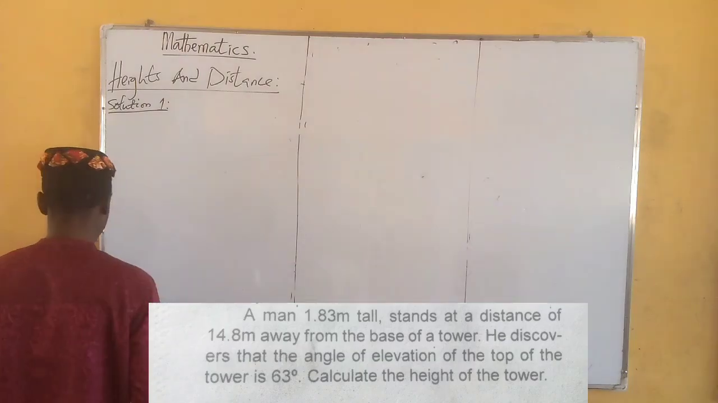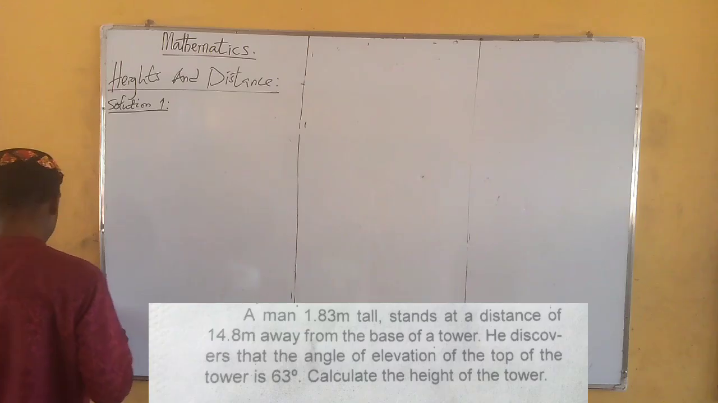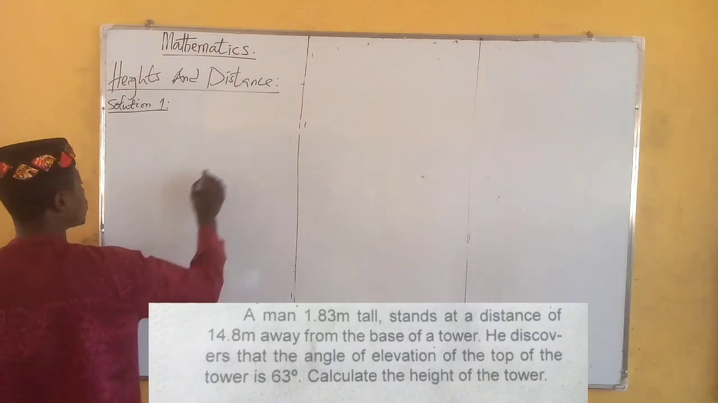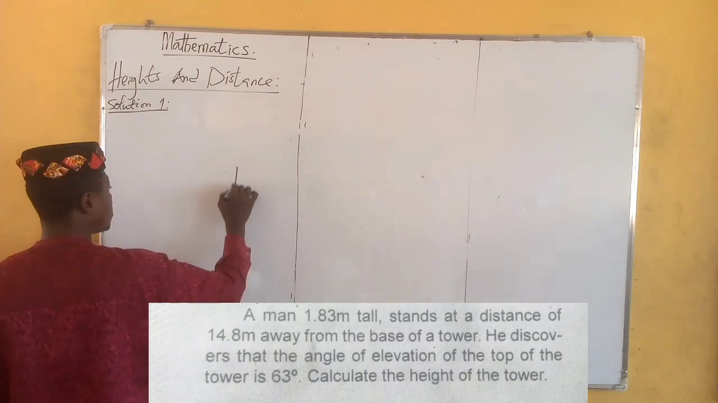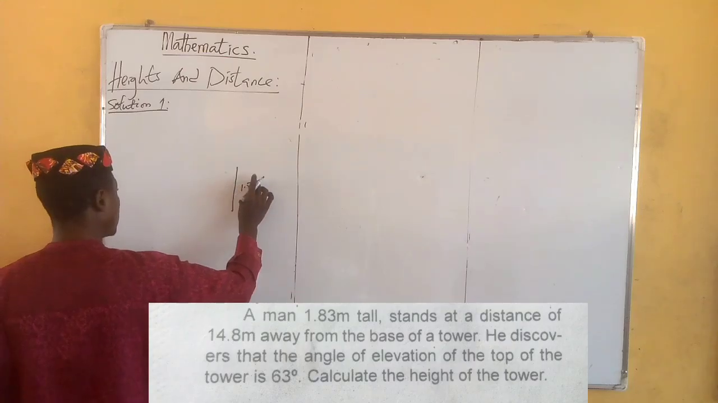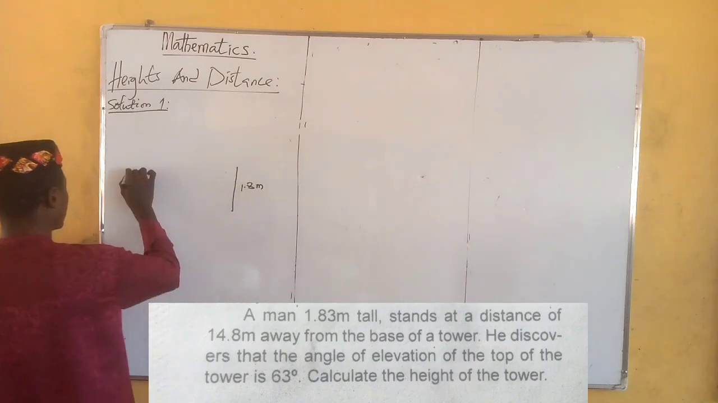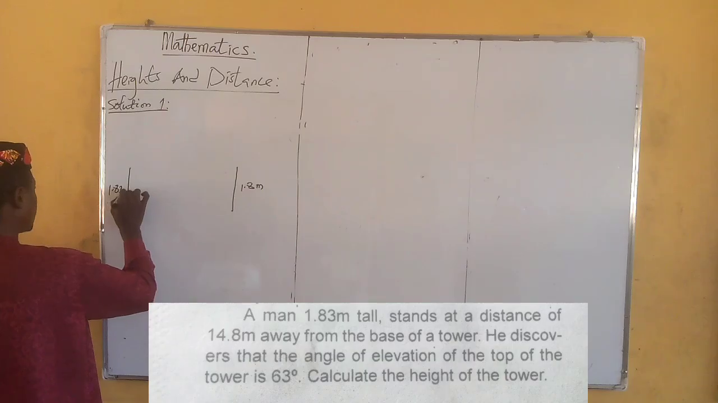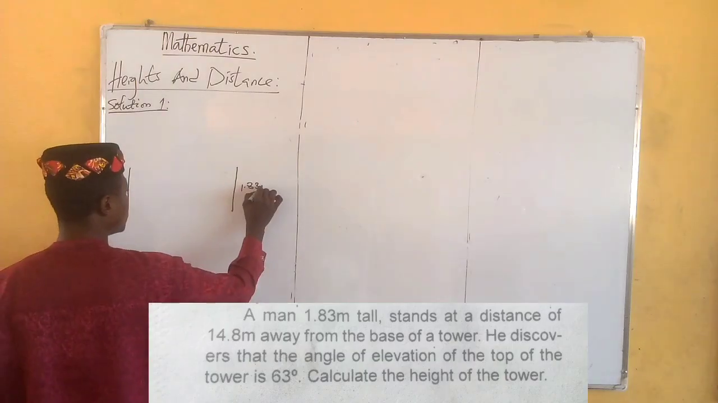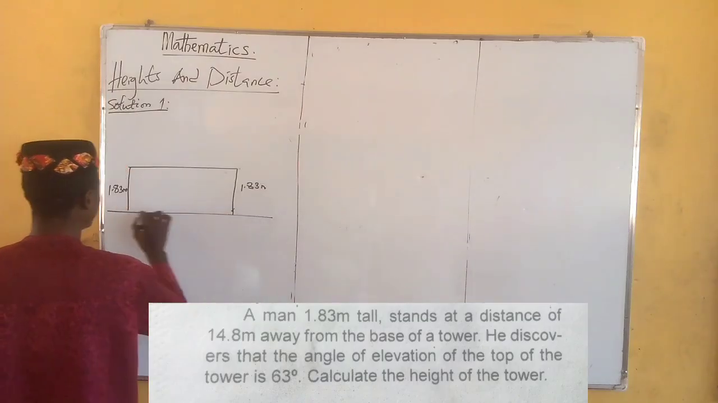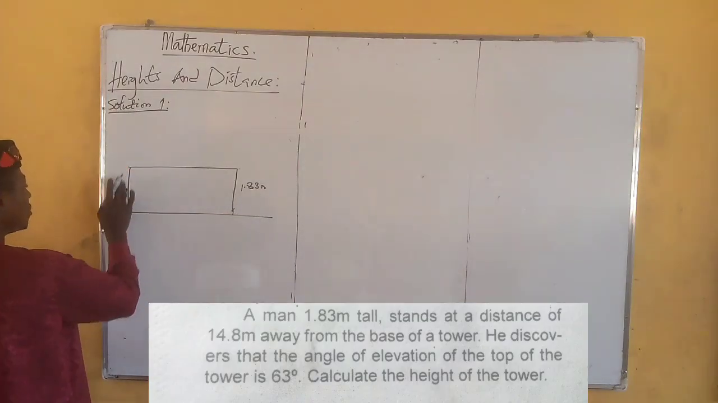So now let's draw this together. A man is 1.3 meter tall. Let's assume this is a man standing here, and the height of this man is 1.8 rather, 1.83 meter. So this is just the height of the man standing on the ground. This is the ground level, and the man is standing here.